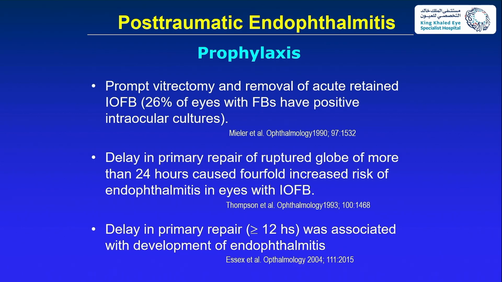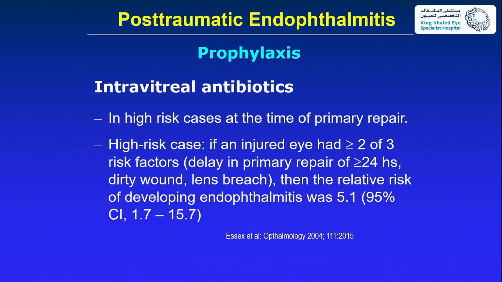So as related to prophylaxis, as I said, an important risk factor is delaying the repair. So prompt vitrectomy and removal of acute retained intraocular foreign body is important. Delay in primary repair of ruptured globe of more than 24 hours causes 4 times risk of increased incidence of endophthalmitis in eyes with intraocular foreign body. In another study, delay in the primary repair more than 12 hours was associated with the development of endophthalmitis.